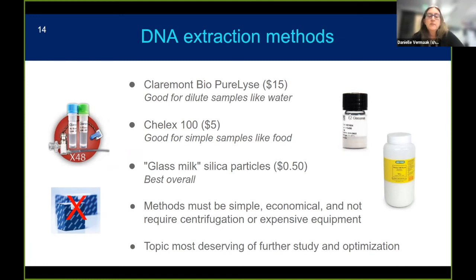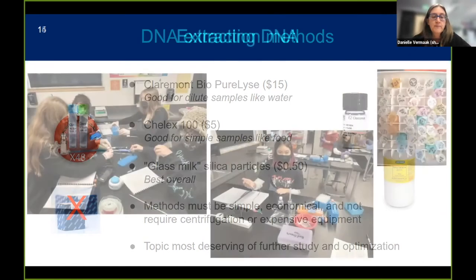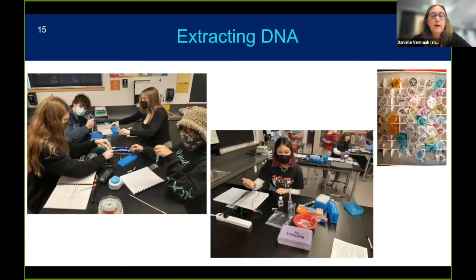For the methods that we ended up with, we had criteria that they had to be simple, they had to be economical, and not require centrifugation or expensive equipment. We do have those little microfuges, which are in many high school labs or classrooms, but I don't have anything that can centrifuge more than that. So DNA extraction is something that is most deserving of trying to optimize some more.